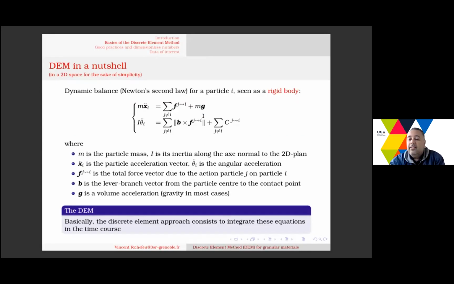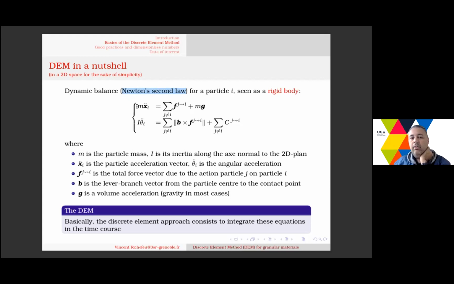So now let's start with the thing which is of interest. I will try to explain the DEM method and then go to some example of a piece of code. So the starting point is to say that we've got rigid particles, we've got rigid bodies, and we will try to integrate actually Newton's second law. In a two-dimensional situation, it is written here.